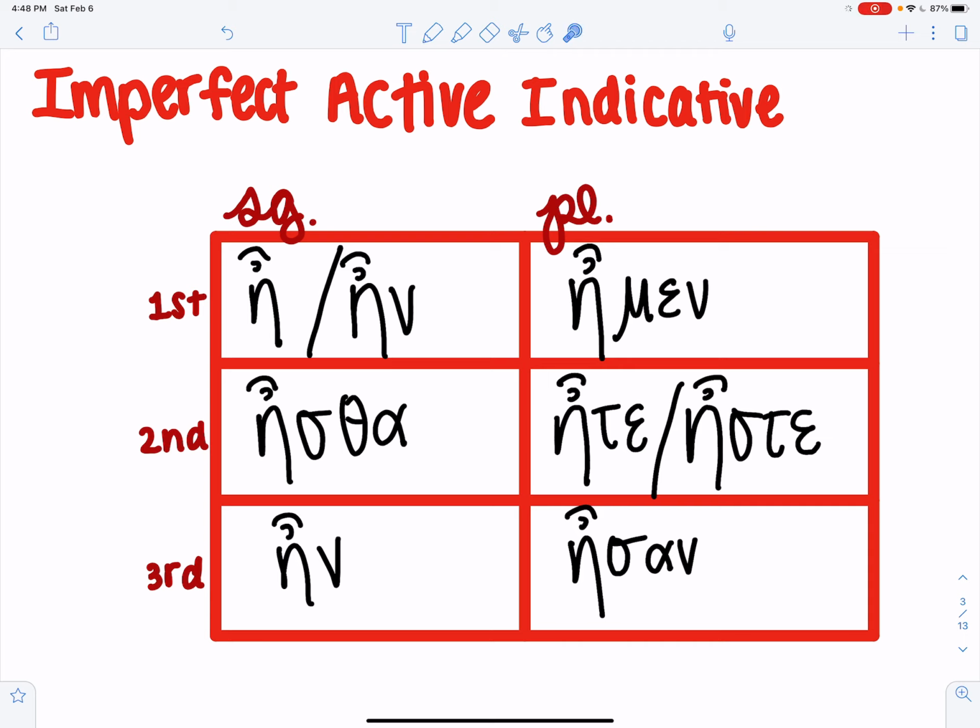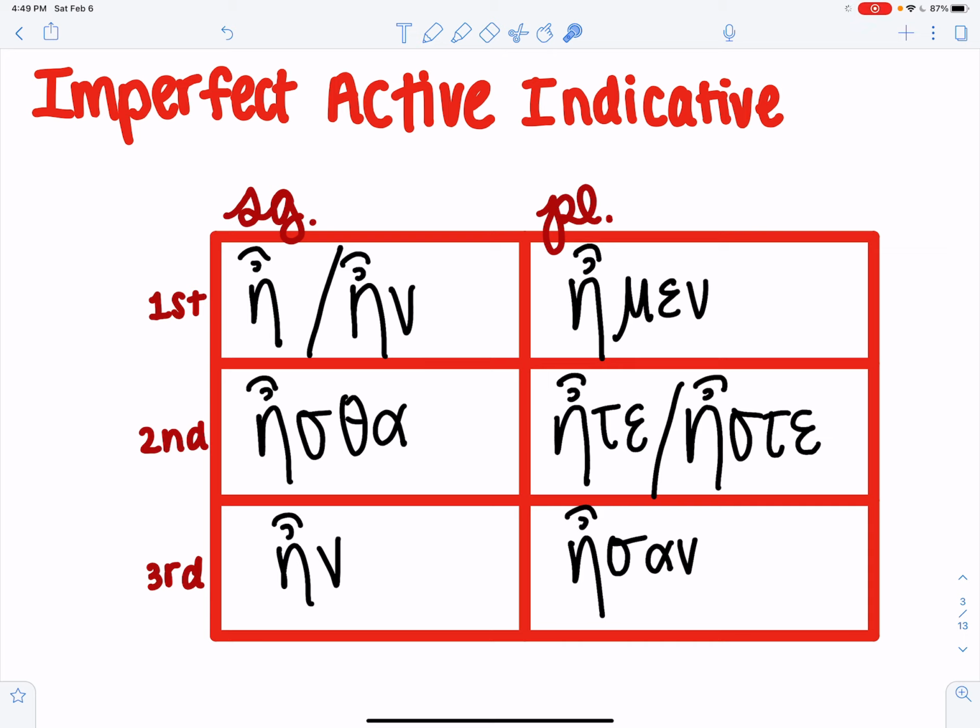Let's go through one more time with these endings, and then we'll scroll all the way back up to present active and see how we will translate all of these forms we've learned so far. So first singular, eta or eta nu, second singular, eta sigma theta alpha, third singular, eta nu, first plural, eta mu en, second plural, eta te or eta ste, and third plural, eta san.